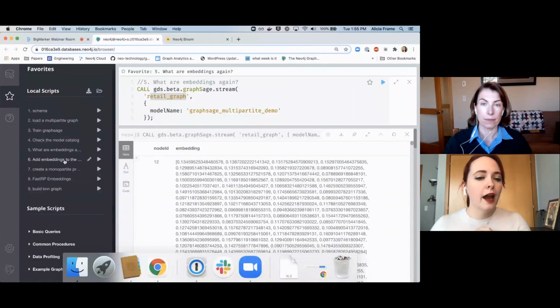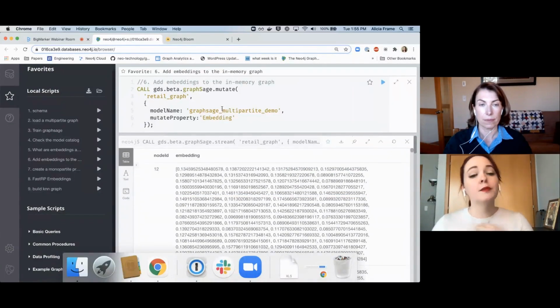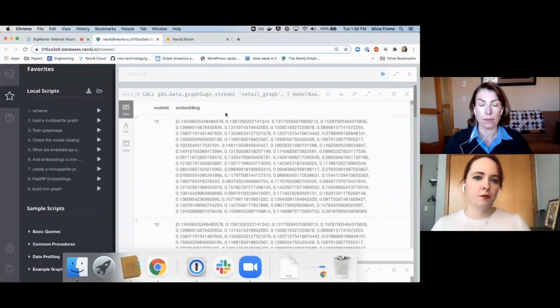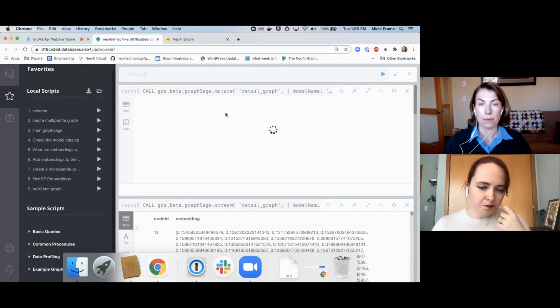So what I'm going to do now instead is add these embeddings to my in-memory graph using the mutate function. I've already loaded my retail graph into memory. I'm going to say use my GraphSAGE multipartite demo model to add a property called embedding to my in-memory graph. And this happens super fast. And now I've got my results from GraphSAGE all loaded up.